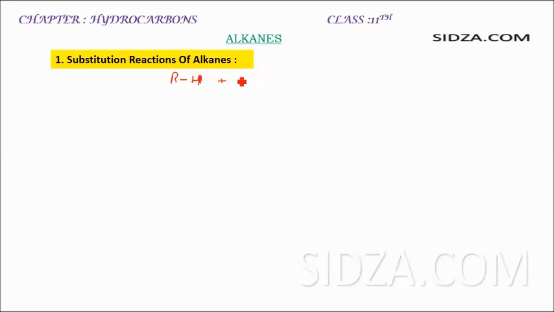Suppose you react an alkane with chlorine and heat this reaction mixture. Hydrogen can be replaced by the chlorine to get the alkyl halide and HCl. Now this reaction is a substitution reaction because we are replacing the hydrogen by chlorine. So one atom is being replaced by another atom. So this is a substitution reaction.